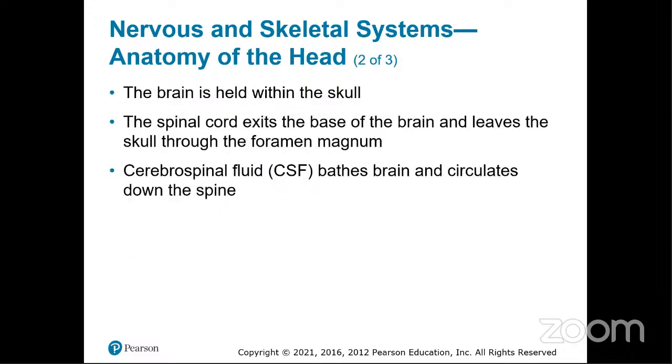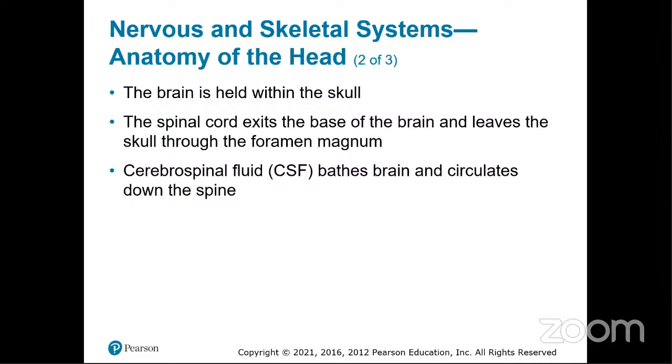The brain is held within the skull, or the cranium. It exits through the spinal cord, through the base of the brain, and leaves the skull through the foramen magnum. If you really want to know, there are 12 different cranial nerves, and they all have their own hole that they go through. The big one, though, is the base of the skull, where the spinal cord comes through.